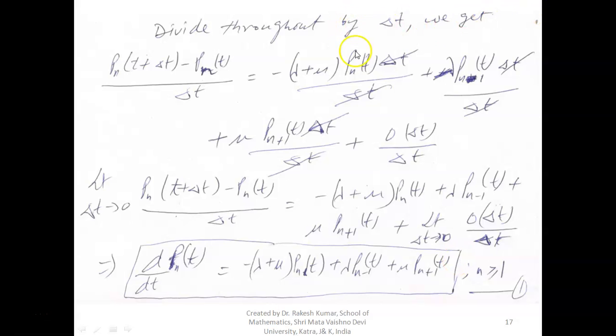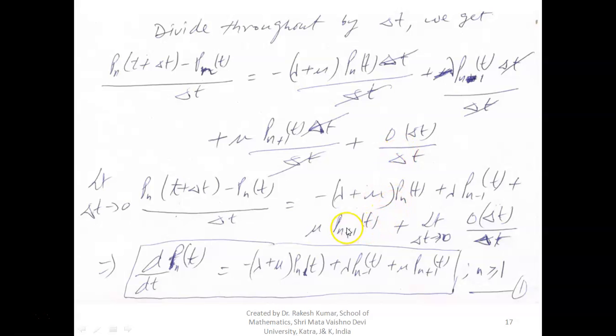Dividing throughout by delta t, what do we get? Delta t comes here, this cancels with this, this cancels with this, and we have O(delta t) upon delta t. Now taking the limit delta t tends to 0 throughout, this becomes the derivative by definition. So this is d/dt of p_n(t), and the right side is independent of delta t.